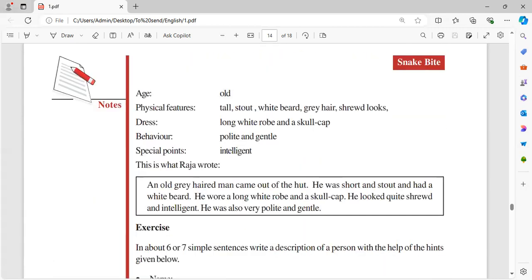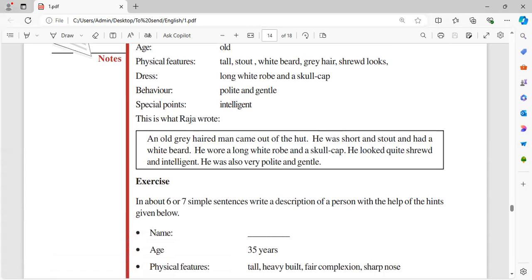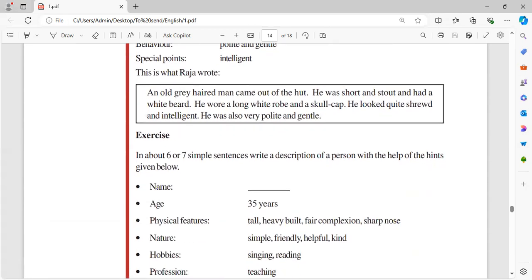Here we have some of the hints given, like his age: he's an old man; his physical features: he is tall, stout, white beard, gray hair, shrewd looks. Then his dress: long white robe and a skull cap; his behavior: polite and gentle; special points: intelligent.